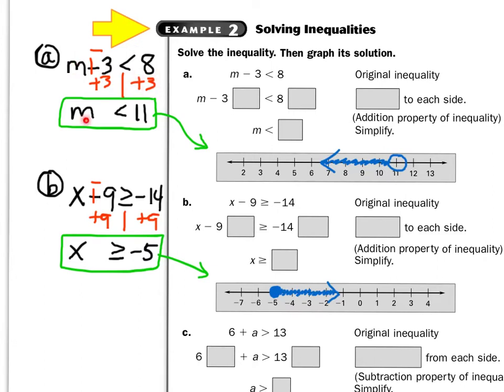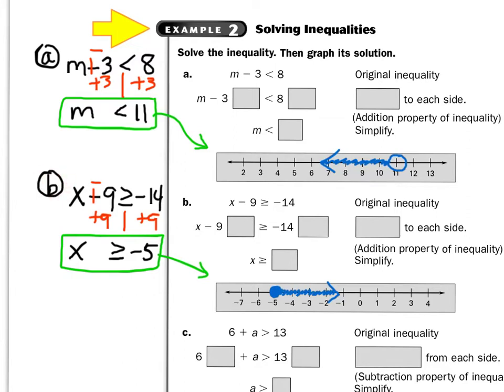And so bring down your M. The -3 plus the +3 destroy each other. They cancel out. Bring the inequality straight down the wall. And then 8 plus 3 is 11. So this is read, M is less than 11. Well, because it cannot be equal to, we put an open dot at 11, and then it means all numbers smaller than 11. So shade everything to the left, everything smaller.